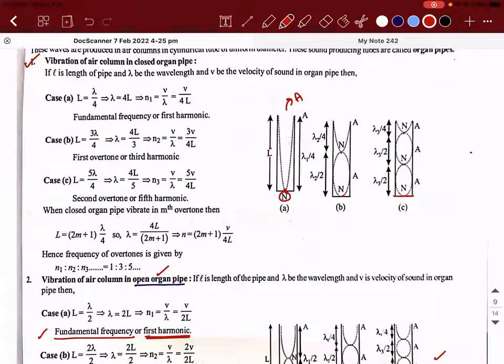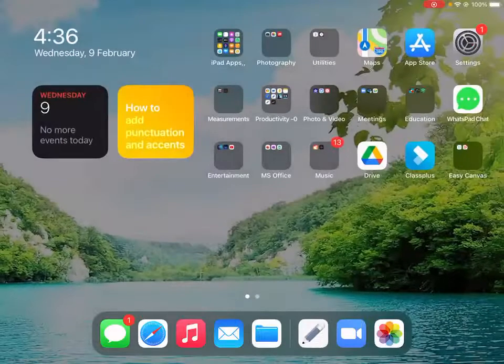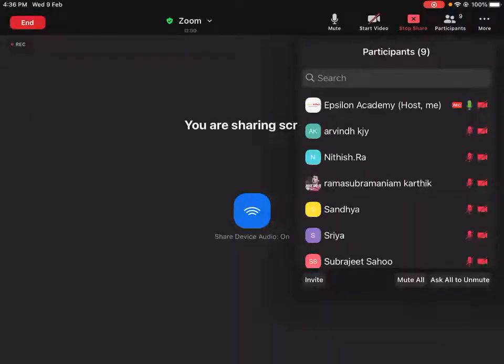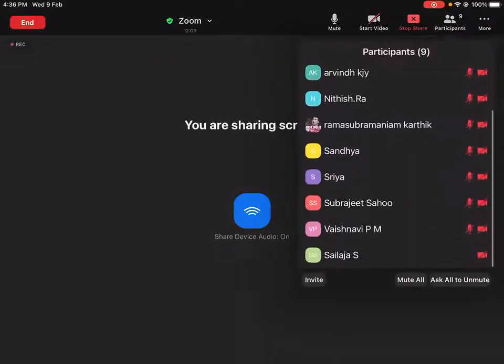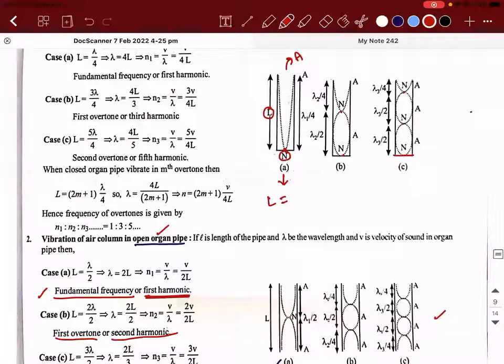Clear? So if I take the length of the organ pipe as L, if half standing wave is to be formed, then what is going to be the length of it in terms of wavelength? Tell me. L is equal to what, guys? So observe, when it is half standing wave, it is the distance between a node and an antinode. So what will be the value of L?